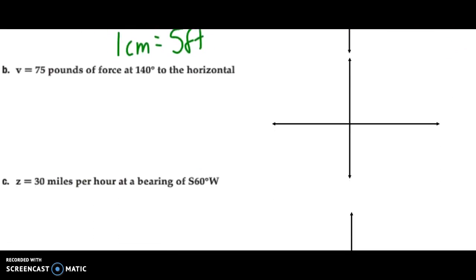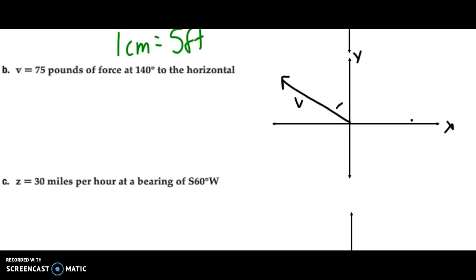Next one. Okay? V is 75 pounds of force at 140 degrees to the horizon. So that's going to be this one right here. Okay? So my horizon right here is my x-axis. I draw 140. Well, you know all the way up to the north, right here, the y-axis is going to be 90, and then another 50 after it. So here's mine right here. Okay? And that was V.